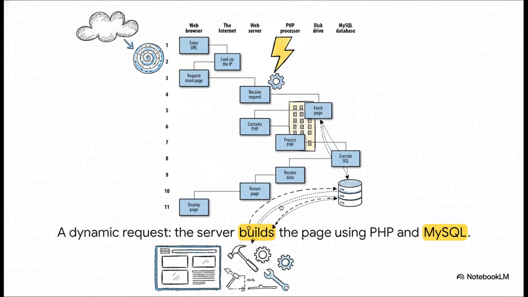But now, look at how this all changes for a dynamic request. This is what's so cool. The server doesn't just grab a pre-made file anymore. Instead, it passes that request to a PHP processor. That processor then talks to the MySQL database to get, say, your user info or the latest posts, and then it actually builds the HTML page from scratch just for you before sending it back.